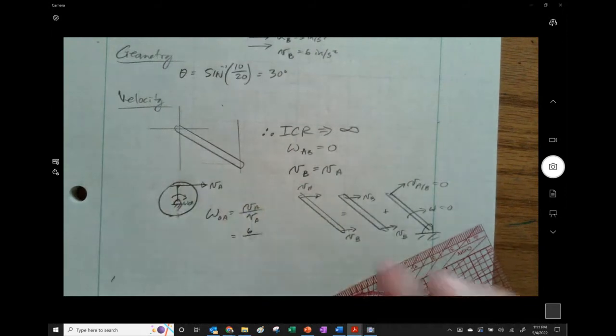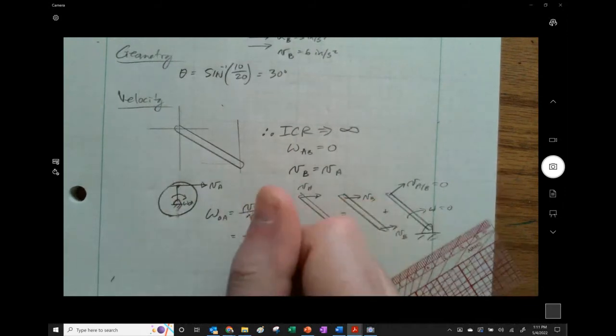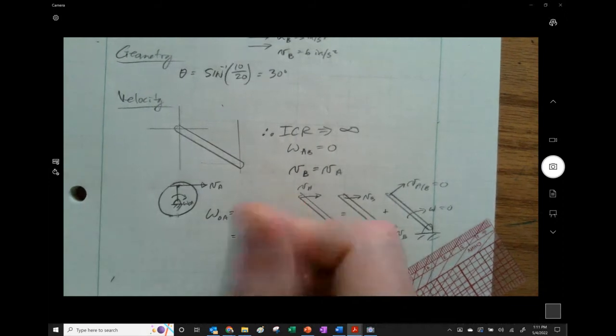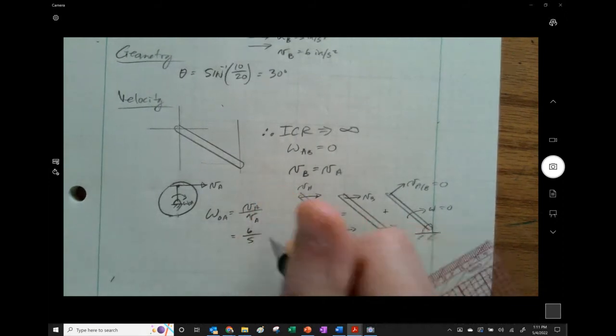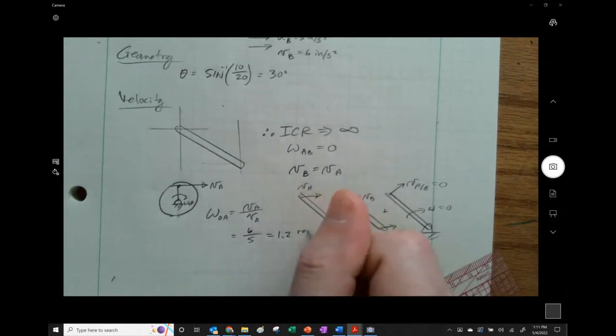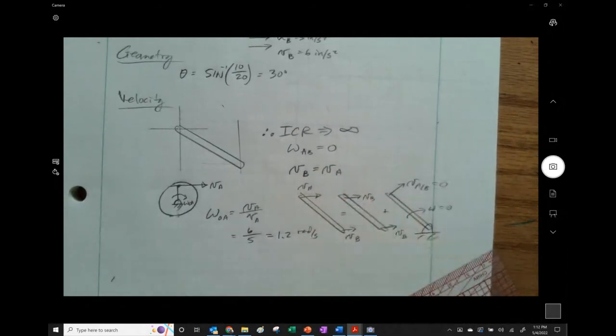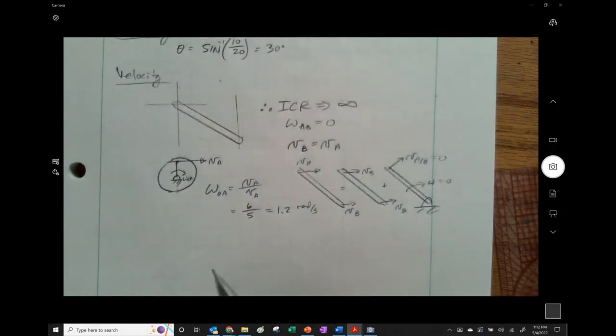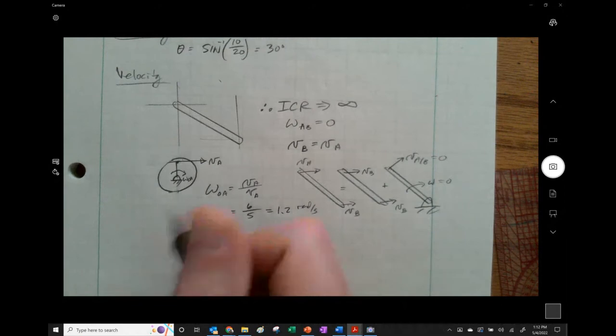Oh, COVID brain. I was right. My bad. Sorry. So 6 inches per second divided by 5 inches, and we get 1.2 radians per second. Yeah, that makes sense. Why was I thinking it was a wheel? Oh, maybe I should not have had this session today. We'll just try to go with it.